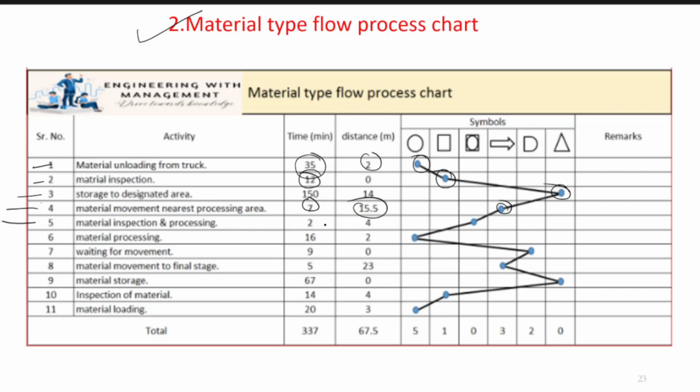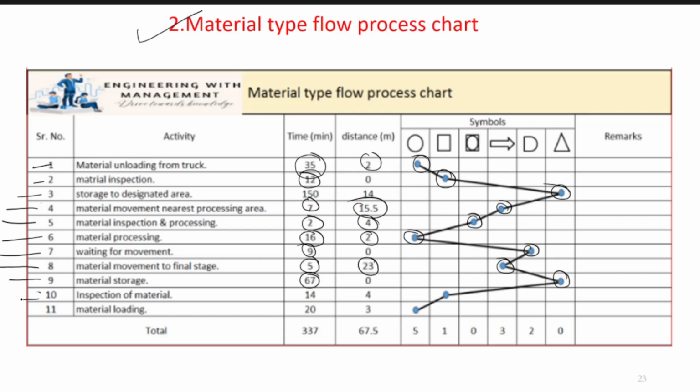Material inspection and processing: the material is inspected and it is processed, so it is a combining of the activities. Then material processing, it is an operation. Now the distance and time are mentioned. Waiting for the movement, so a delay is given. 9 minutes is the delay. Material movement to the final stage, so time and distance are given. So it is transport. Then the material is stored, so time is given for how long the material is stored.